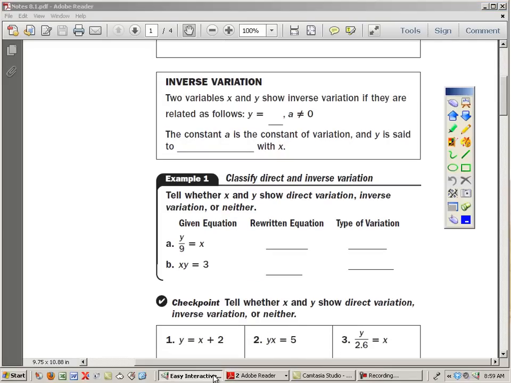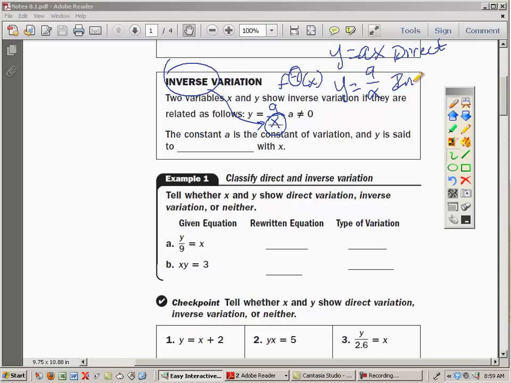We're going to start off with inverse variation. Two variables, x and y, show an inverse variation if they are related as follows: y equals a over x. Inverse says that x is being moved to the bottom. We know that the idea of inverse says -1, and so if two things are inversely related, that says that x gets moved to the denominator. So varying directly is this, and varying inversely is this. They look almost identical, but the big thing is where the x is. If it's in the top, it's direct. If it's in the bottom, it's inverse. The constant a is the constant of variation, and y is said to vary inversely with x.